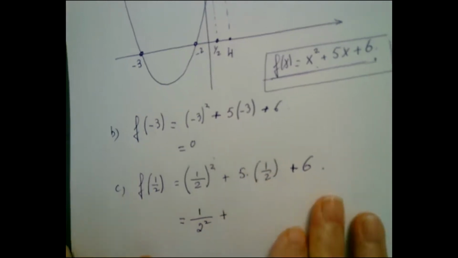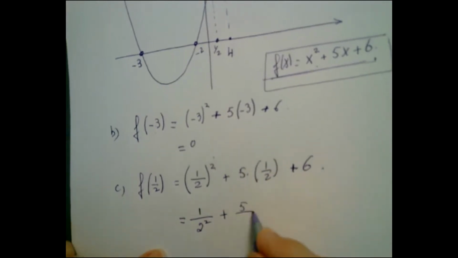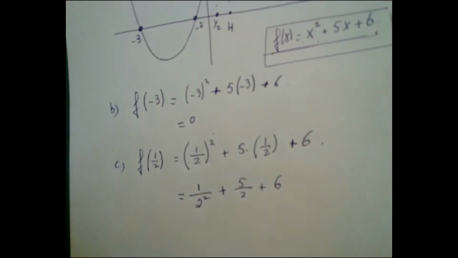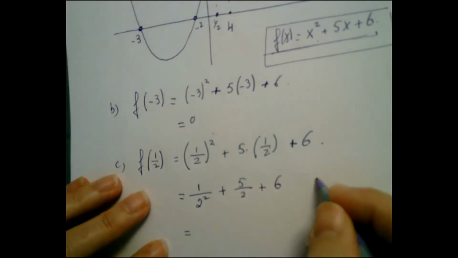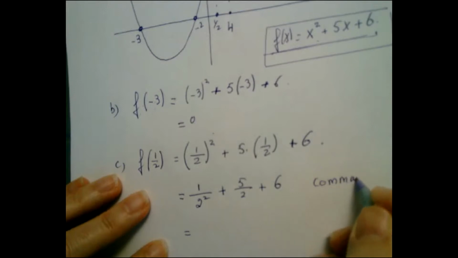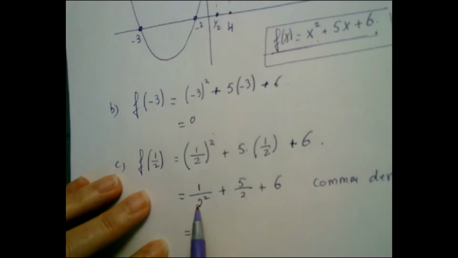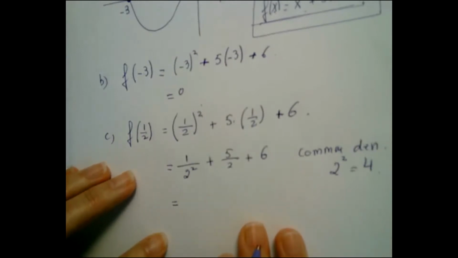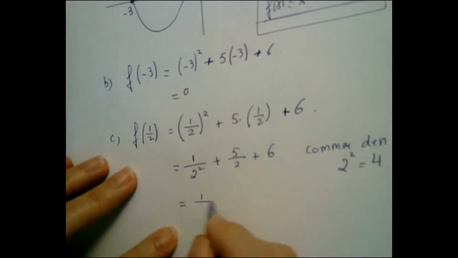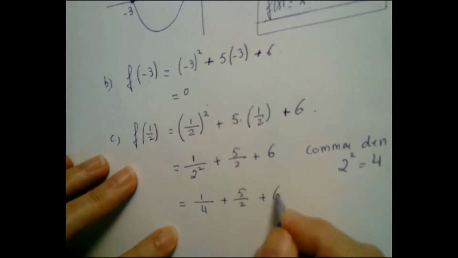Now 5 times a half, it's 5 halves plus 6. And I would like to express this whole problem as one fraction. So I need to find the common denominator. And this is a 2 and this is a 2 squared. So the common denominator is actually 2 squared, or 4 if you want. So this will give me 1/4 plus 5 halves plus 6.